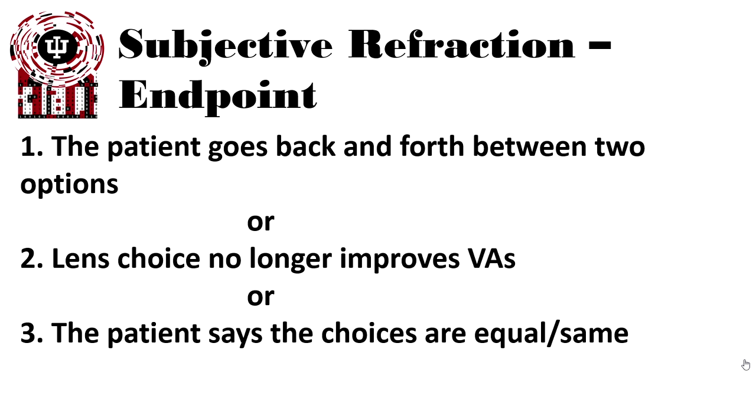The next endpoint is when the lens choice no longer improves VAs. And this is the most common one that's performed. So as we add minus, it should continue to improve VAs. When VAs stop improving, that's our stop point. And the third way we can end the subjective refraction is when the patient says the choices are equal or the same.